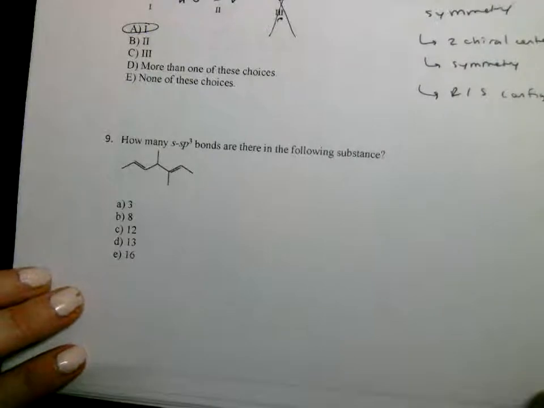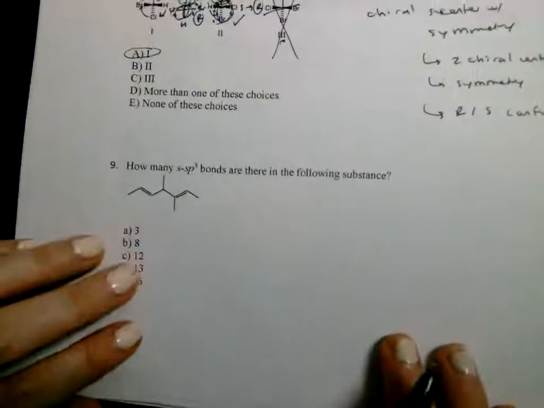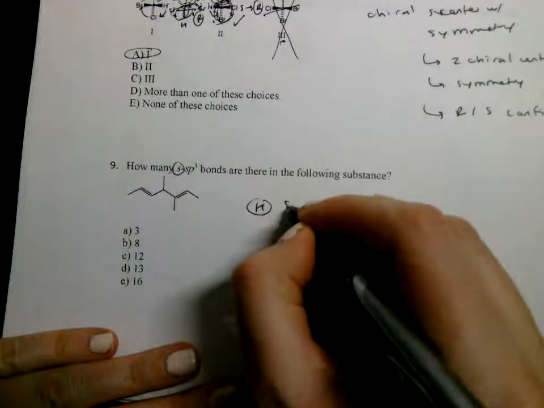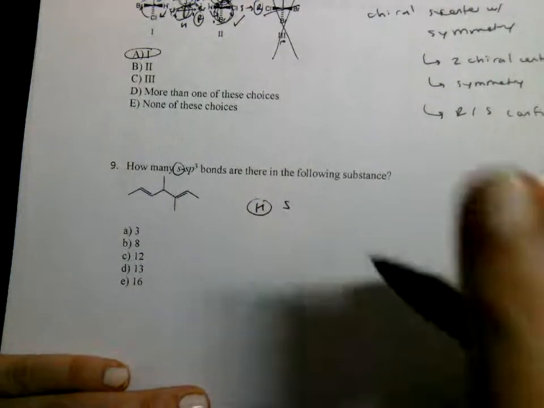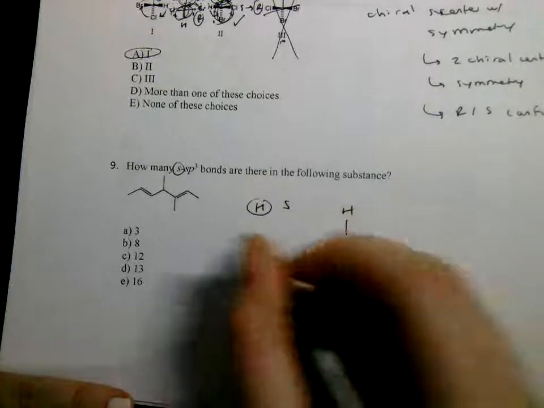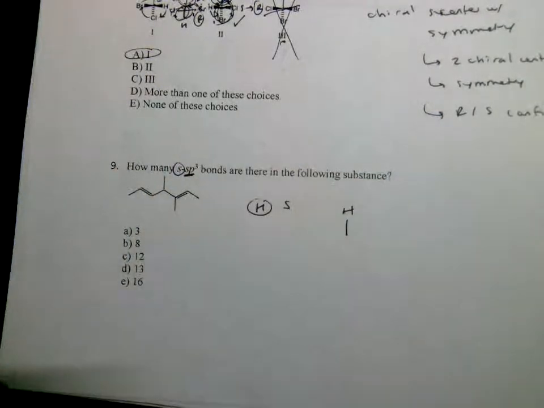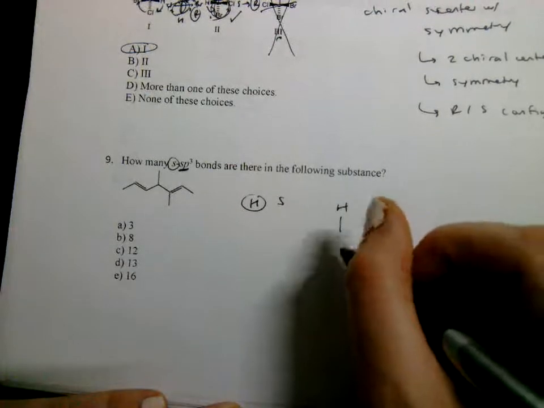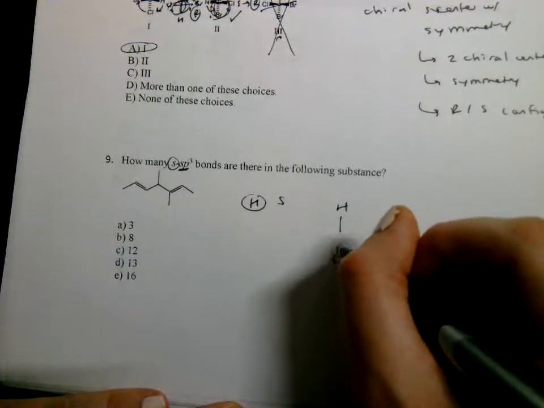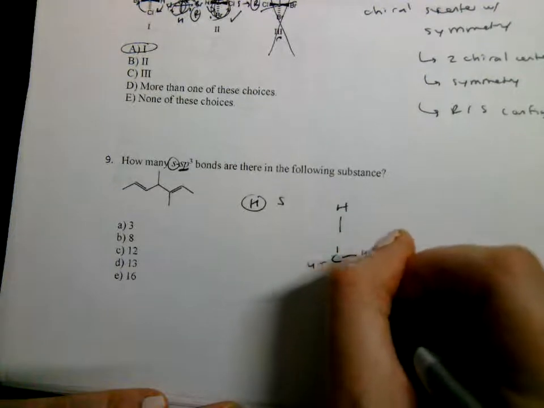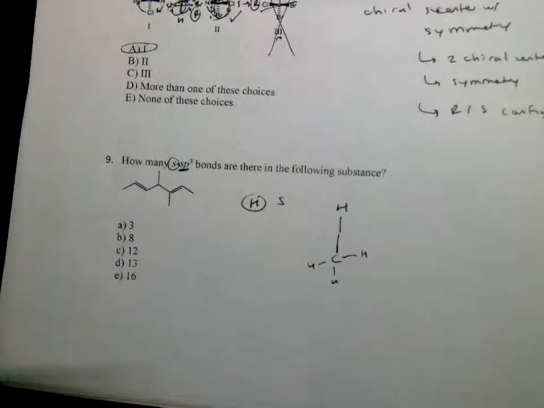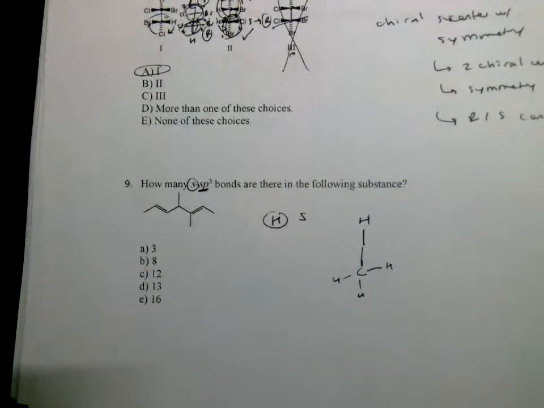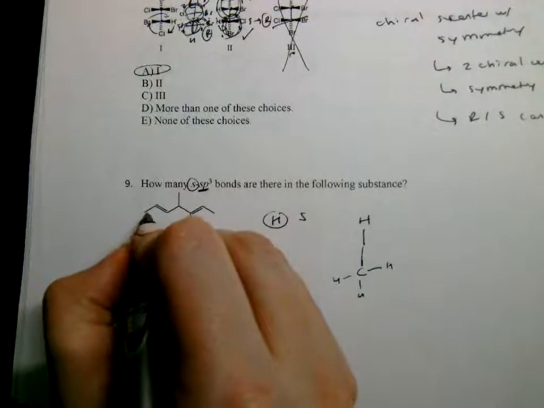Okay, how many s-sp3 bonds are there in the following substance? S means that it's not hybridized, it only has an s orbital, so that's hydrogen. So how many bonds do we have where hydrogen is bonded to an sp3 hybridized carbon? There's only carbon here. An sp3 hybridized carbon has 4 things bonded to it. It can be another hydrogen or another carbon. So let's look for all the places that there's an sp3 hybridized carbon.